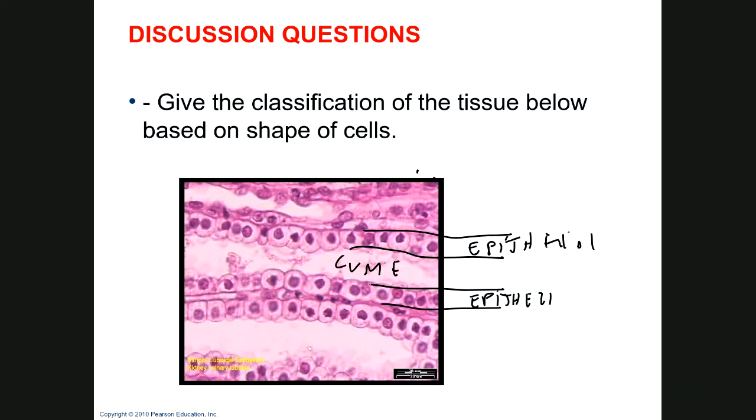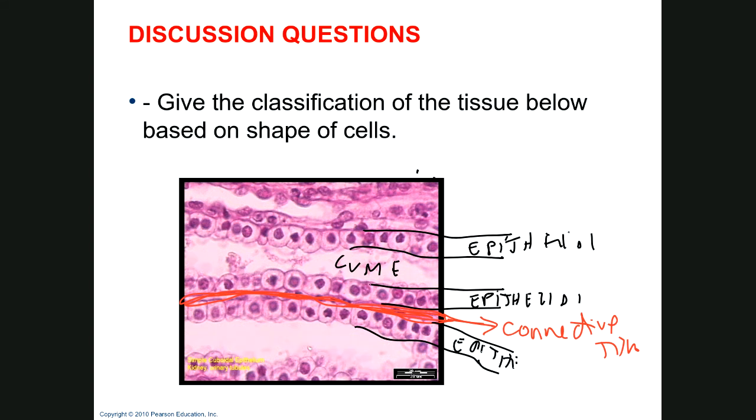Now, this layer, I'm going to make it in red, even though it's already red. This layer right here in between, even though it's thin, it still counts. This is connective tissue. Okay? Which means that the layers of epithelial tissue are single layers. This is, again, simple epithelial tissue. There's another epithelial tissue layer.